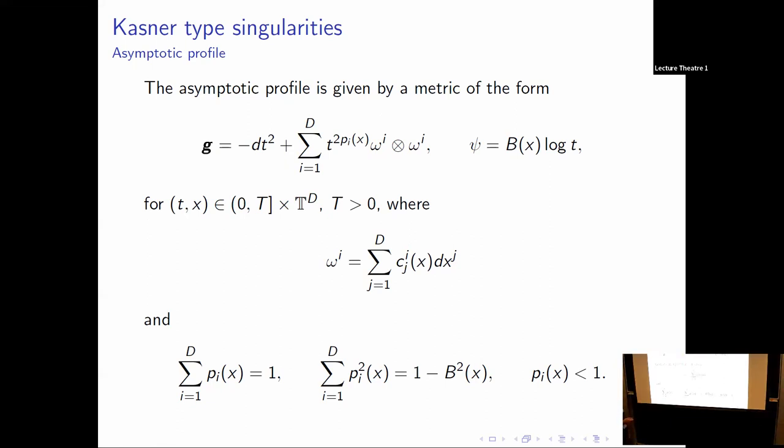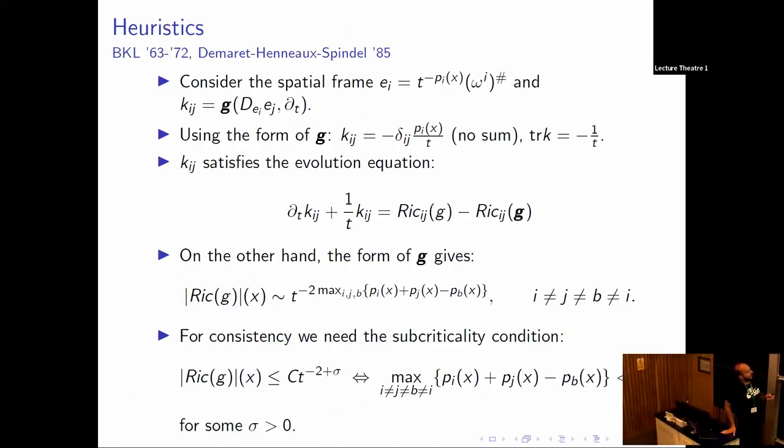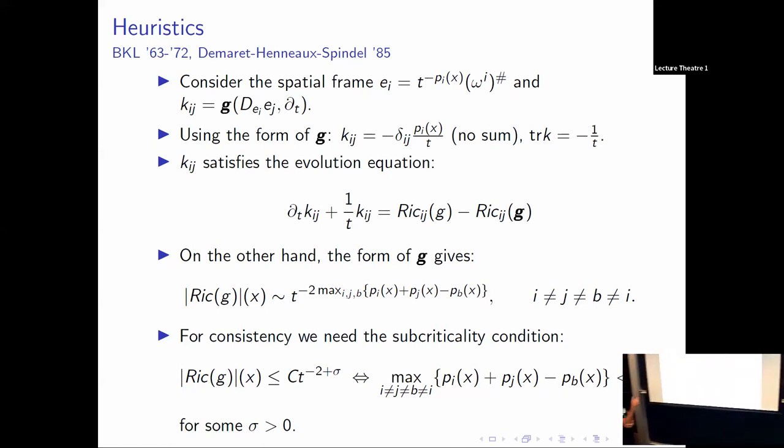The degrees of freedom that you have in this expression are the p_i that satisfy these algebraic relations. We also have a φ(x) whenever there is a scalar field, and the coefficients of the principal one-forms, which also depend on x. So you can think of this as being your asymptotic data. Now we want to plug this into the Einstein equations and check for consistency. This is, if you like, an ansatz of what the singularity should be, and we want to check if it agrees with the Einstein equations.